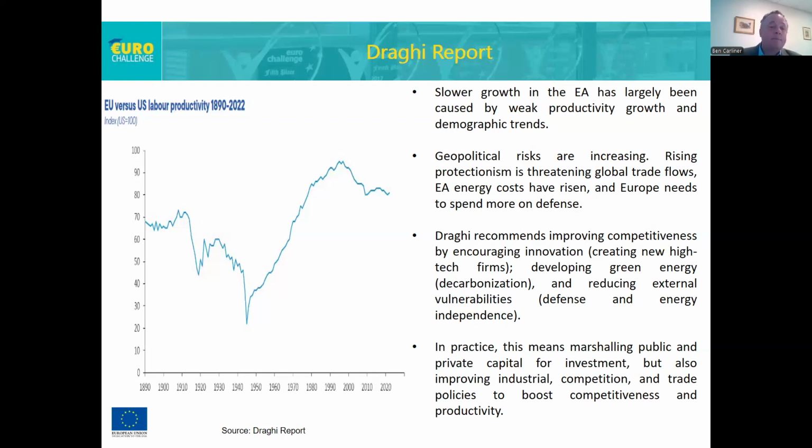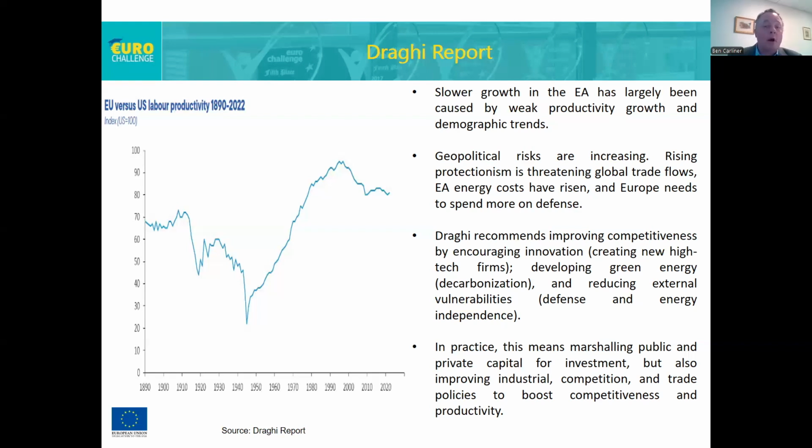It spent about 50 years catching up to the United States after the war, and it got very close to parity. If this chart shows US labor productivity indexed to 100, by 2000, Europe was getting very close to American productivity levels. And since then, it's downshifted. So this needs to be fixed. Europe needs to figure out ways to have its workers produce more with less, basically.